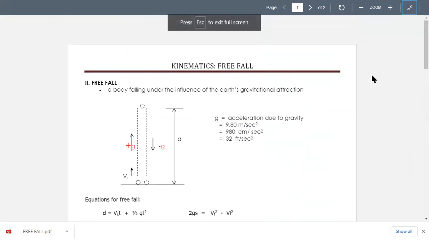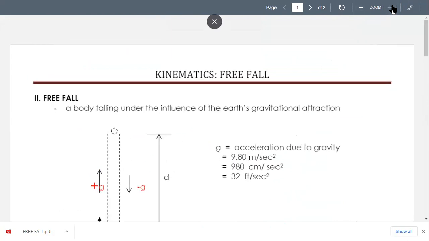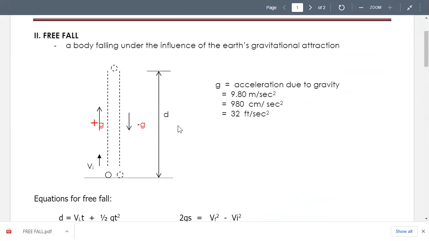Okay, good morning, class. Our topic for today is kinematics, free fall. When we say free fall, that is a body falling under the influence of the Earth's gravitational attraction. So we have this diagram, okay? If you throw an object upwards and then it reaches a maximum point, your velocity here becomes zero, okay?